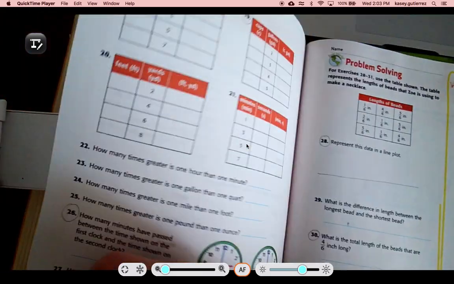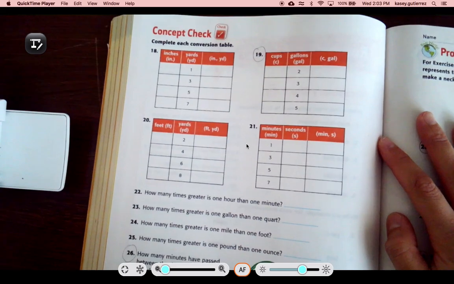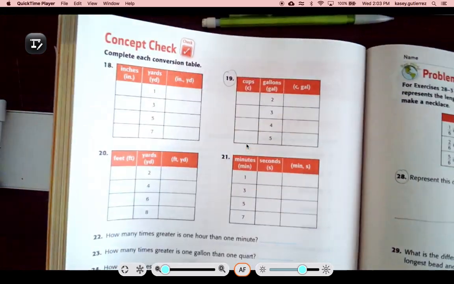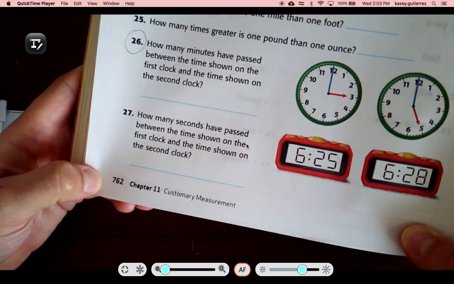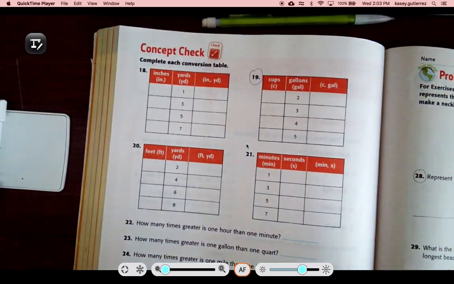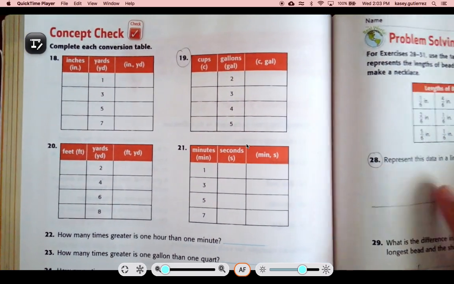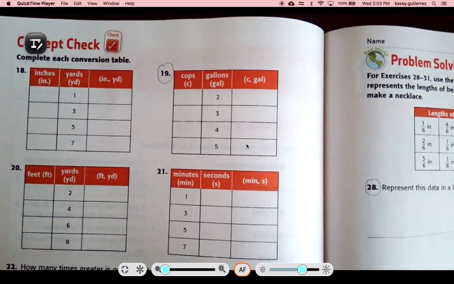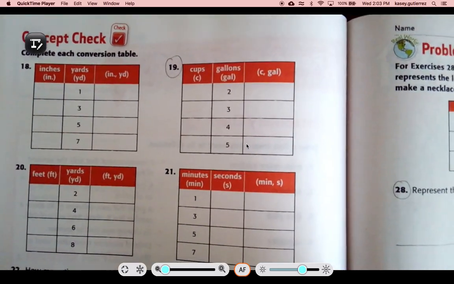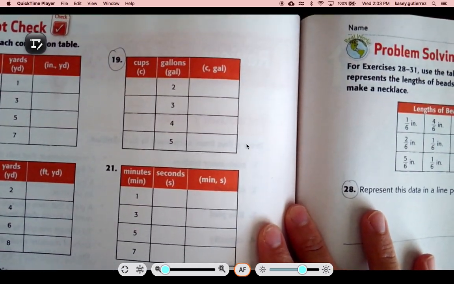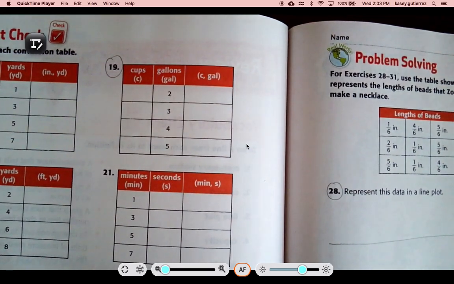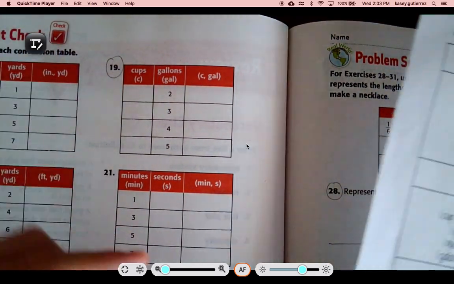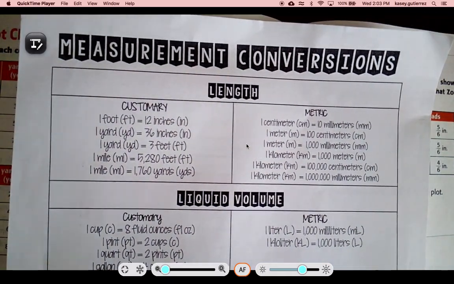761, but really we're going to start this little tutorial on page 762. And we are going to go over number 19. Alright, so it says to complete each conversion table. Alright, so converting is cool. What I have with me is my book, I have my pencil, and I have a scrap paper, and I'm also going to have my conversion sheet.